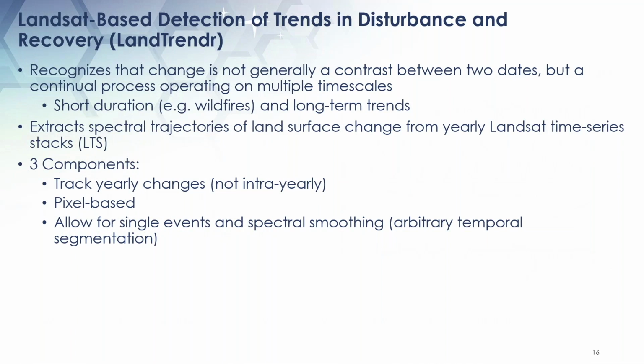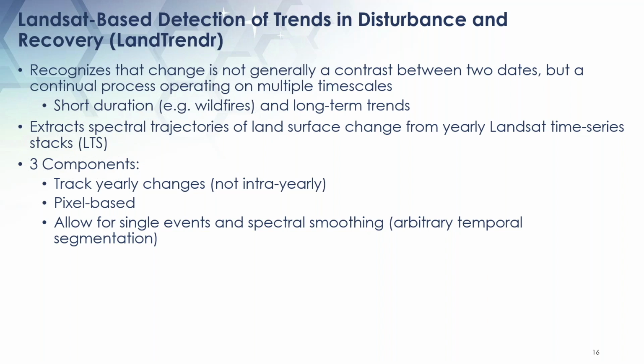One of the most common methods for identifying change in satellite imagery is with the LandTrendr algorithm. And this was developed by Robert Kennedy's lab at Oregon State University. This method recognizes that change is not generally a contrast between two dates, but a continual process operating over multiple timescales, and therefore can be used for short and long-term events.